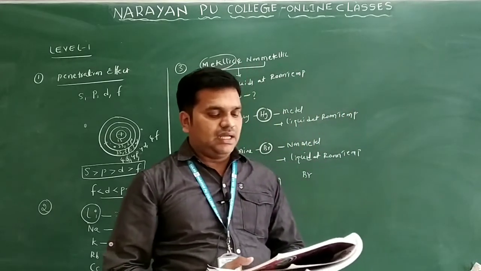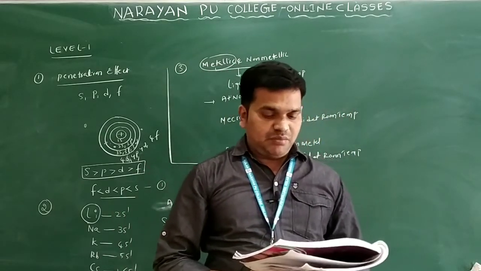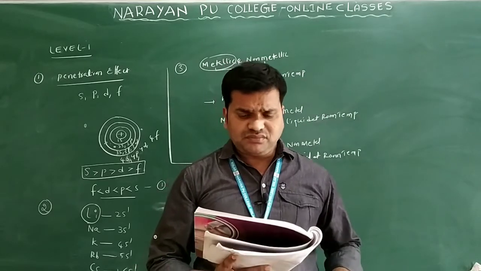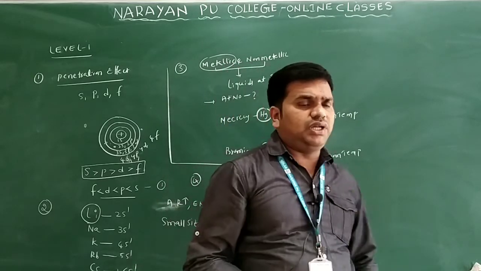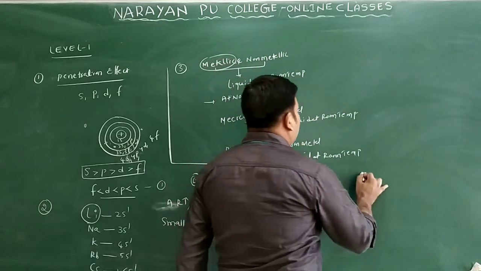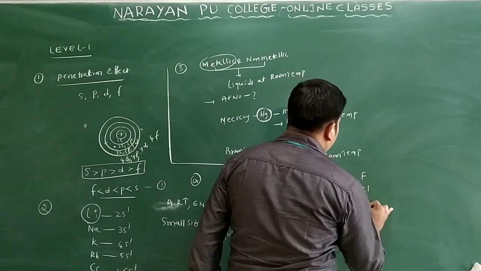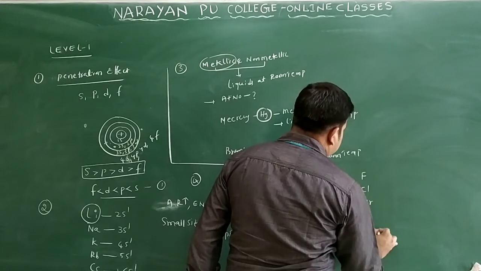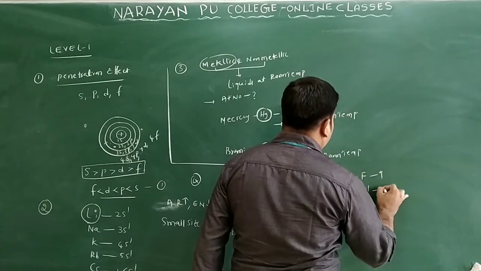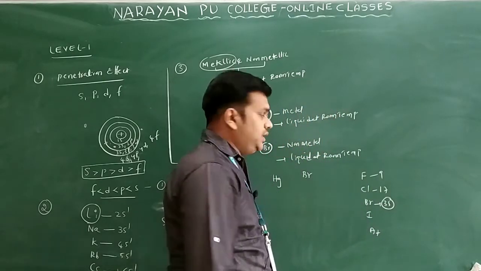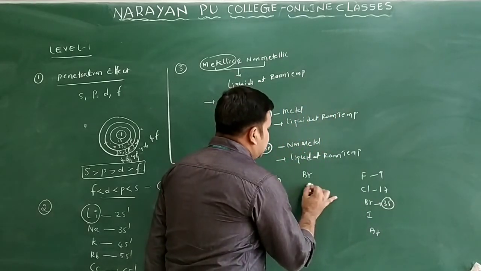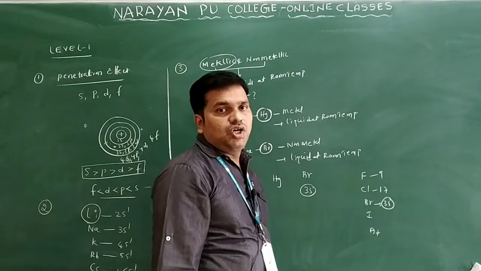What are they asking here? They are asking the atomic numbers of these elements. Among the halogens, we have fluorine, chlorine, bromine, iodine and astatine. Fluorine is 9, chlorine 17, and then 35 for bromine. So 35 is the atomic number of bromine only.